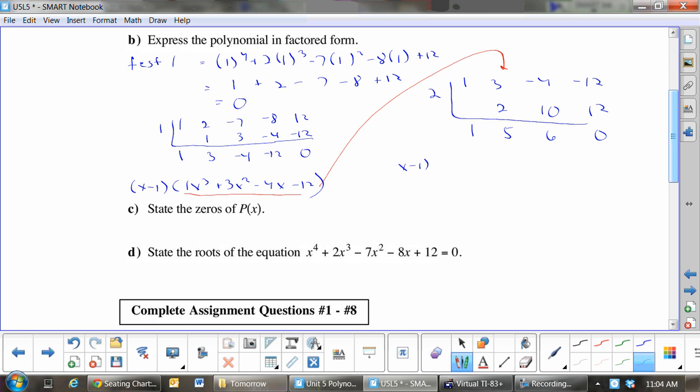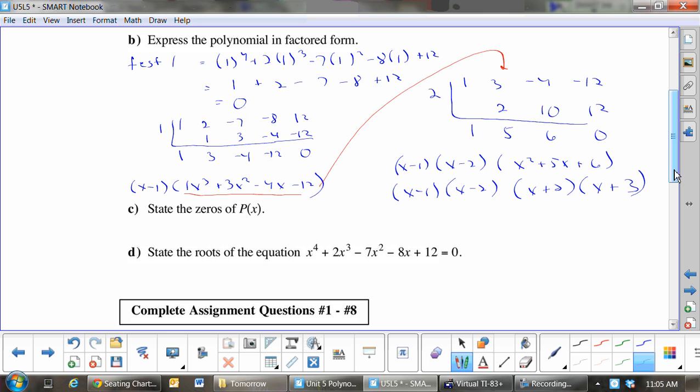Okay? So now I'm at this stage. X minus 1 times x minus 2 times x squared plus 5x plus 6. Now, why do I say we always need to get to x squared? Because you always know how to deal with that. I'm looking for two numbers that add to 5 and multiply to 6. What are they? 2 and 3, right? So x minus 1, x minus 2, x plus 2, and x plus 3. I have done what they asked. That is it in factored form.